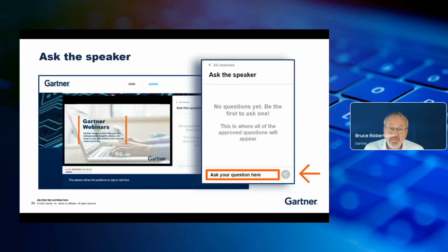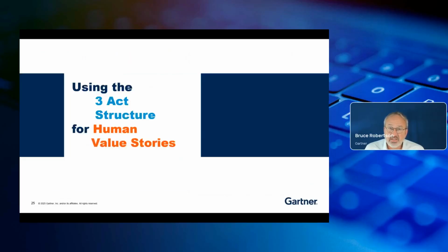We need Sam as our champion, or at least early adopter, to very much be front and center of helping other people see how it will affect them. And we want Sam to tell that story, not us. We don't know what Sam's thinking, but our job as a storyteller is to go find out. So I'm going to segue now into our second major storytelling idea, which is the 3-act structure for a human value story.